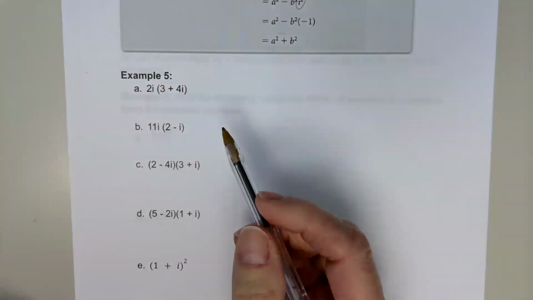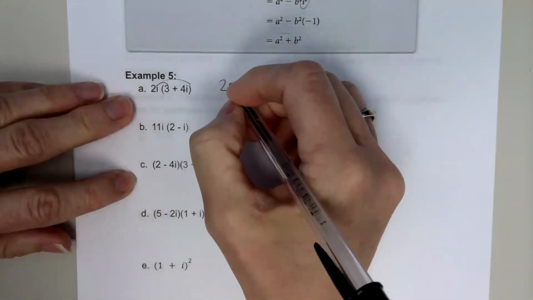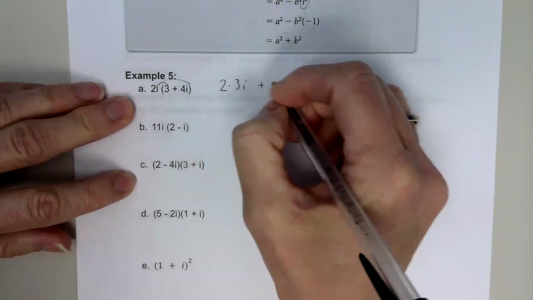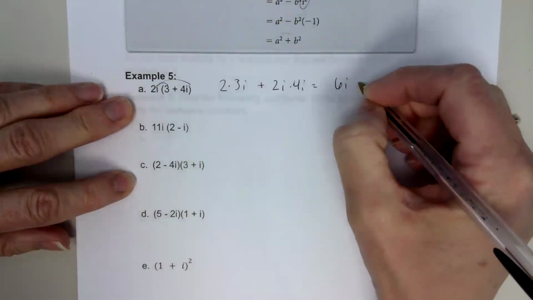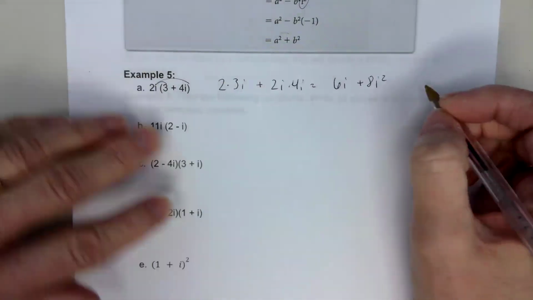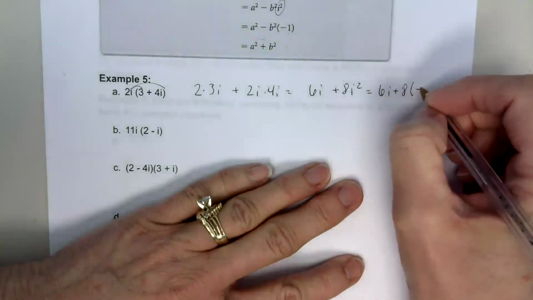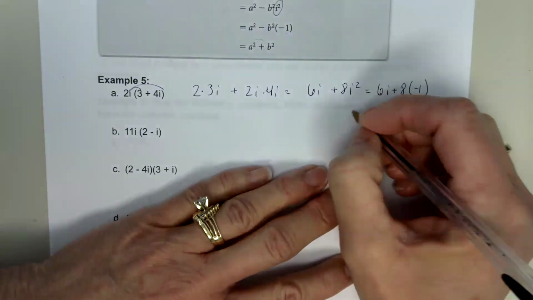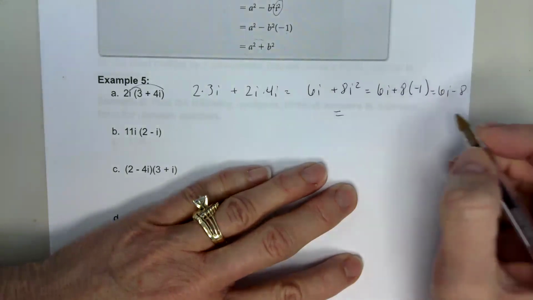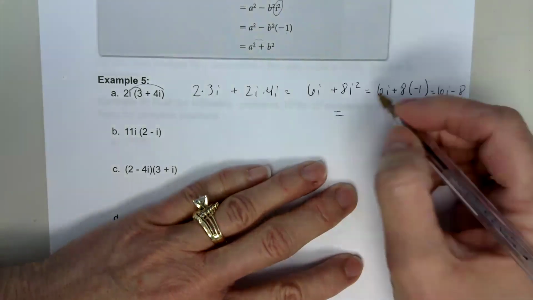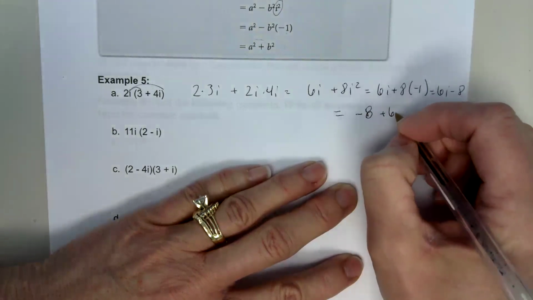So we're going to look at some of these, A through F. So we have to distribute through the 2i. So we have 2 times 3 times i plus 2i times 4i. So we have 6i plus 8i squared. So 6i plus 8, and i squared is really a -1. And so this is 6i minus 8. And our -8 is real, and that always gets written first. So we're going to rewrite it as -8 plus 6i.